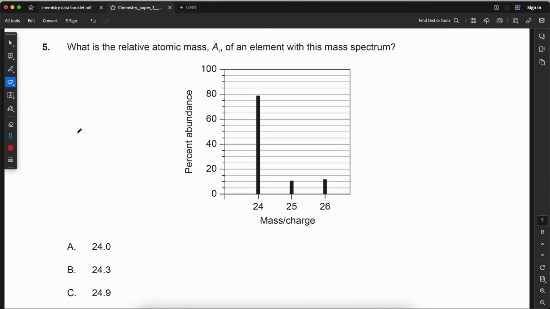What is the relative atomic mass Ar of an element with this mass spectrum? So Ar will be 24 times, let's say 40, so that would be 0.8, plus 25 times 0.1 because it's 10%, plus 26 times 0.1, you've got 24.3.